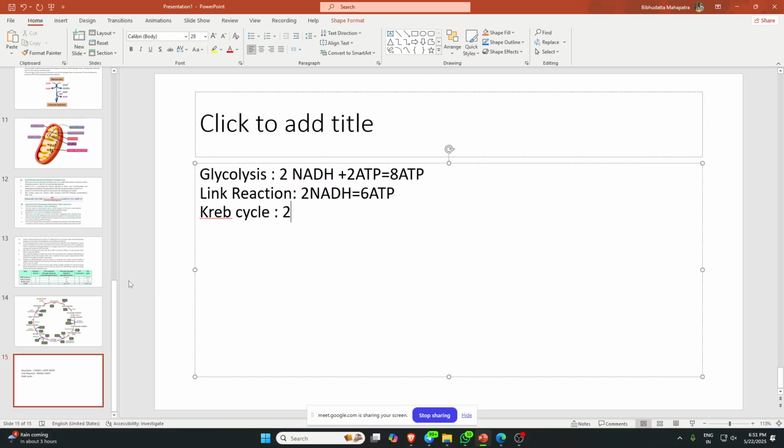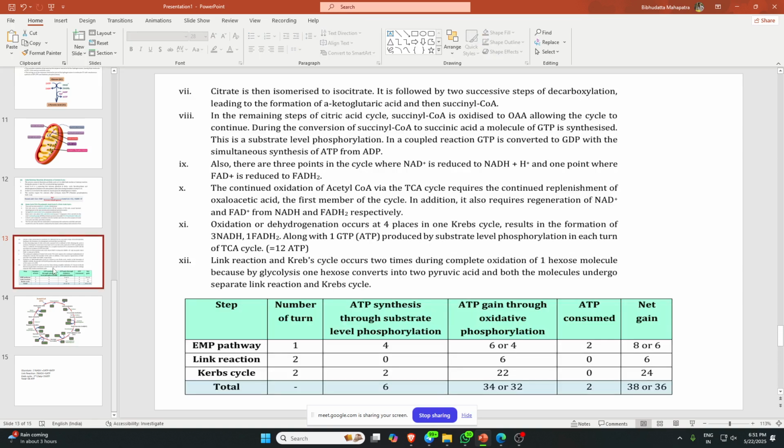In glucose oxidation, that will be 2 times. So 2 into how many? 12 ATP. No, 24 ATP. 24 ATP. So total how much? 38 ATP. So total is 8 plus 6 plus 24, that is 38. Okay, understood?